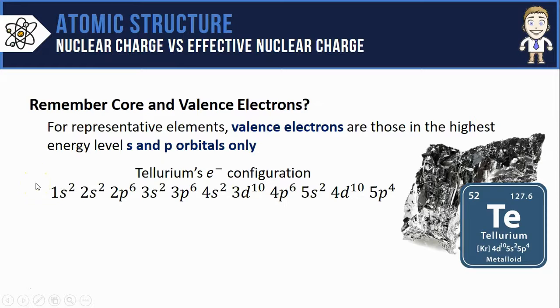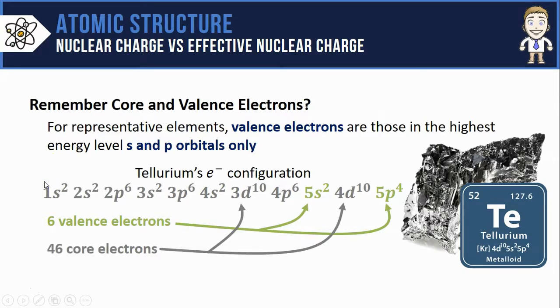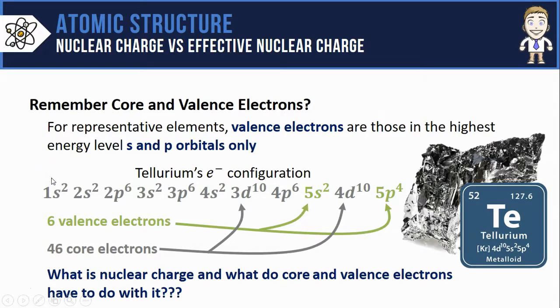The valence electrons would be those in the 5th energy level s and p orbitals, meaning tellurium has 6 valence electrons. That also means that the entire other set of 46 inner electrons would count as tellurium's core electrons. In this video, we'll learn what nuclear charge is and what core and valence electrons have to do with it.